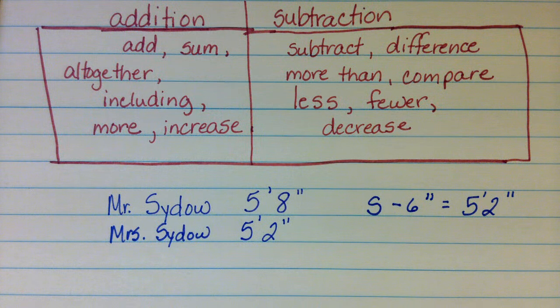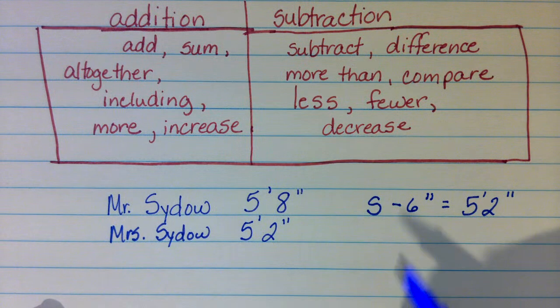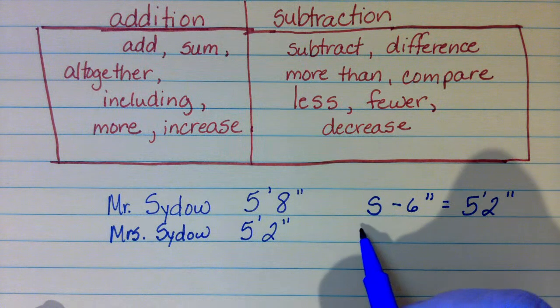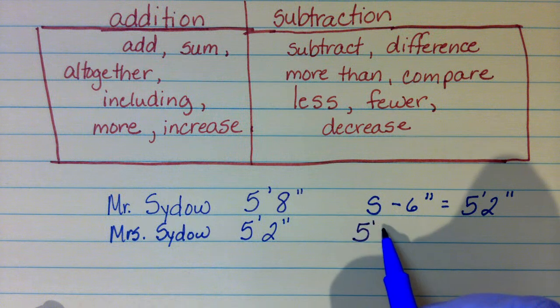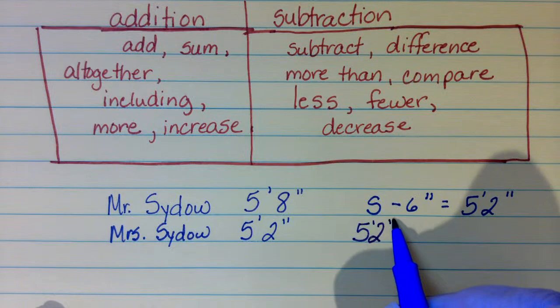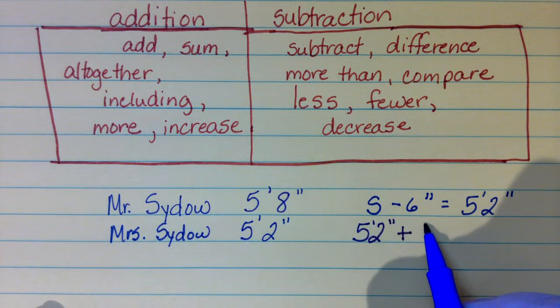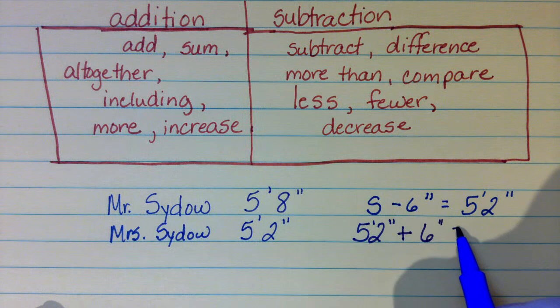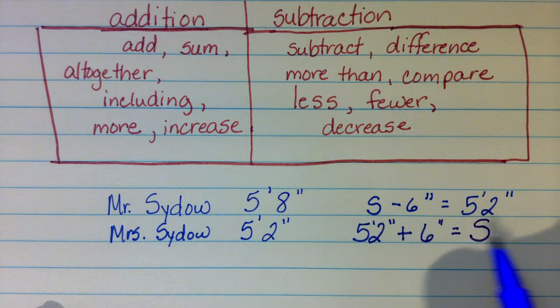If we said that Mr. Cito is 6 inches taller than Mrs. Cito, we would put it like this. We would say 5 foot 2 inches plus 6 inches equals Mr. Cito.